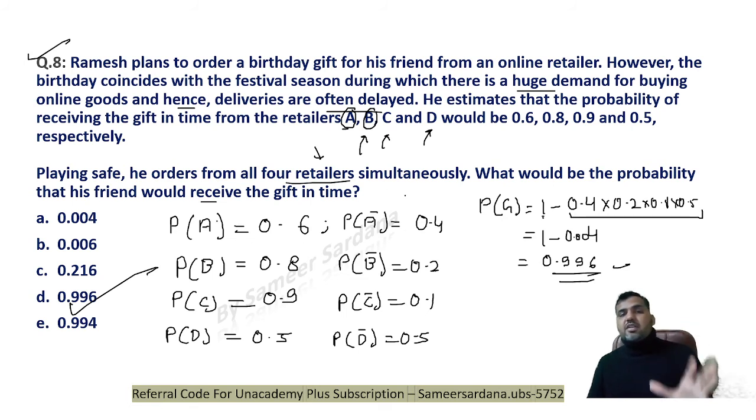This is a complementary case plus independent events, right? All of these events, getting a gift from all 4 different retailers, are completely independent. So straight away use this, right? You will get your answer quickly.